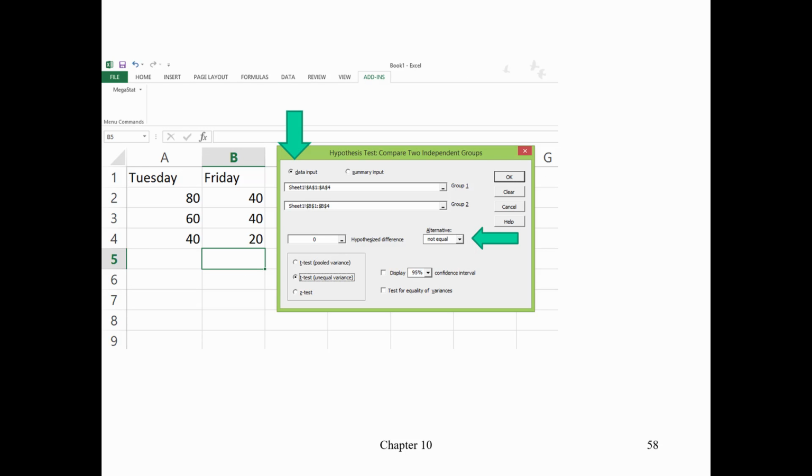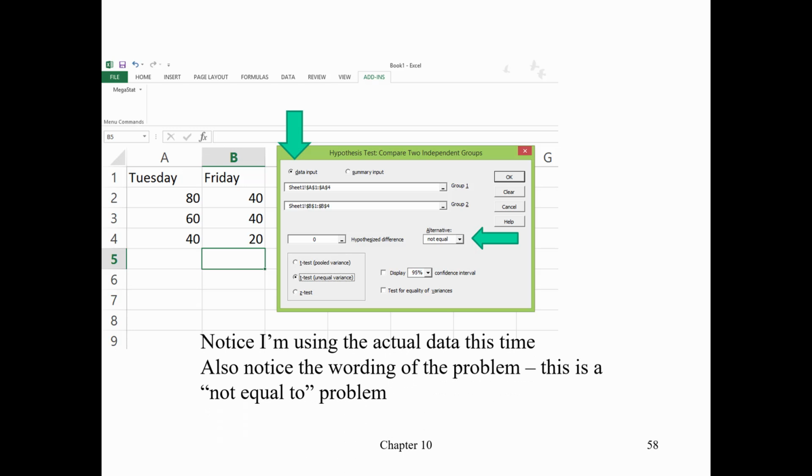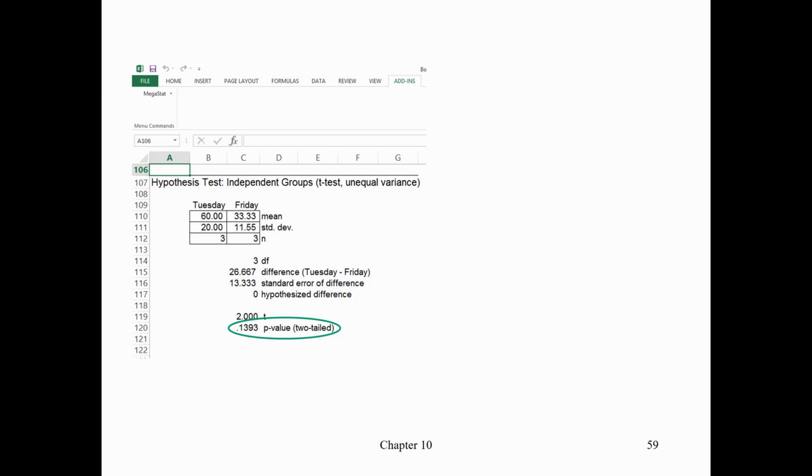Okay, so I can choose data input this time and put Tuesday's values and then Friday's values. Since it's just a problem of finding if there is a significant difference, I'm just going to choose the not equal to for the alternate hypothesis. Enter the data, unequal variance, 95% confidence is the default. Okay, p-value is 0.1393.